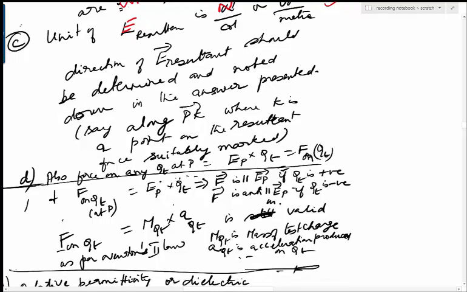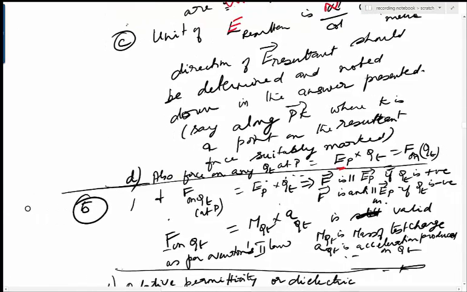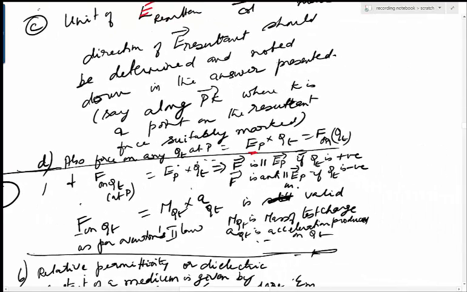Also, force on any Qt at P will be equal to, supposing I am placing a test charge. That test charge suggested in a problem may be positive or negative. Only when you define E, it is necessary that Qt has to be positive, and you derive your direction on the assumption that Qt is positive. On the other hand, if you are going to place any other charge Qt, it's not necessary that Qt has to be 1 Coulomb, it's not necessary that Qt has to be necessarily positive.